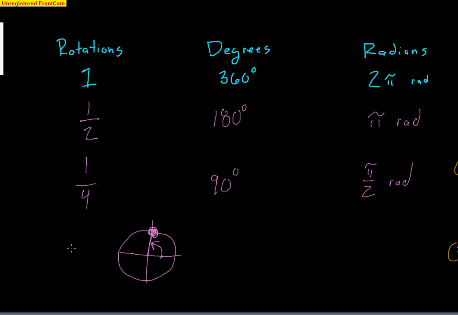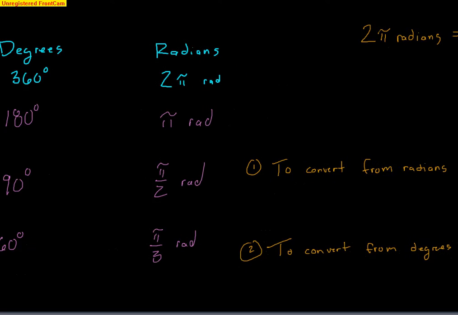And I can continue to do this. For example, 1/6 of a circle would be 360 divided by 6. That is 60 degrees. So 2 pi divided by 6 would be pi over 3 radians. So 60 degrees is equal to pi over 3 radians.